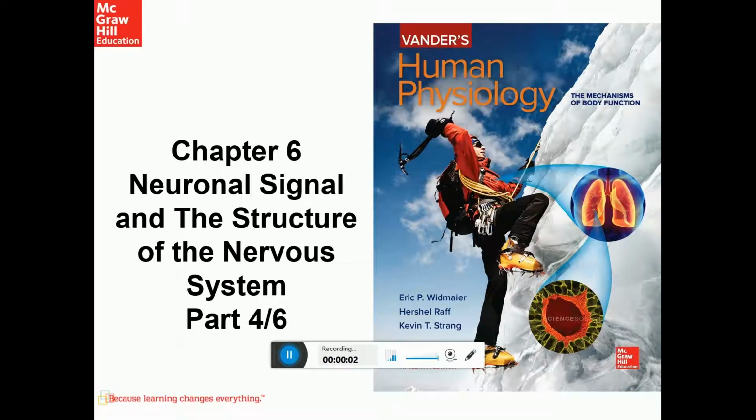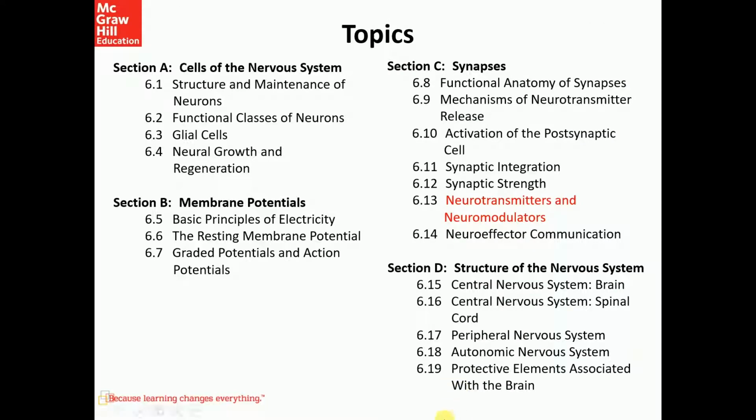Now, in part 4 of chapter 6, we are going to be talking about neurotransmitters and neuromodulators. These are chemicals that are made by neurons, and they transmit information from the neuron either to another neuron or an effector. And remember, we said that the effectors could be muscles or glands. And let's understand the difference between a neuromodulator and a neurotransmitter.